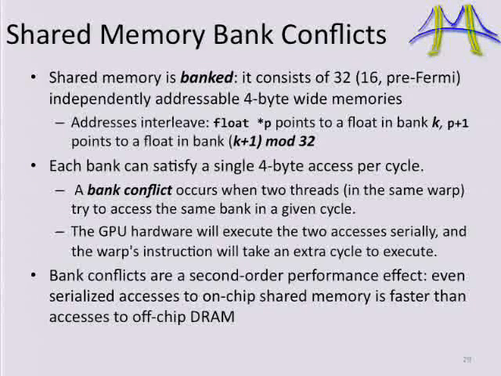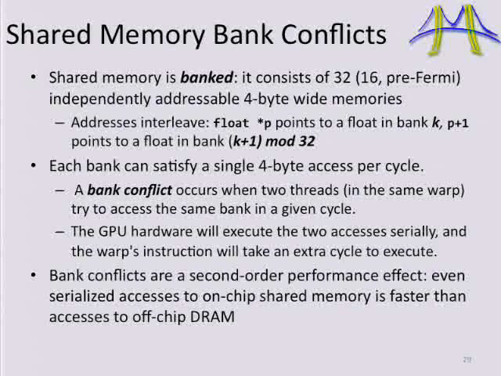If the address is interleaved, so if P is a pointer to some float in some bank, P plus 1 will point to a float in the next bank, mod 32. Each bank can satisfy a single 4-byte access every cycle. If two threads in the same warp try to access the same bank in a cycle, those two accesses have to be serialized, and that instruction takes an extra cycle to execute.